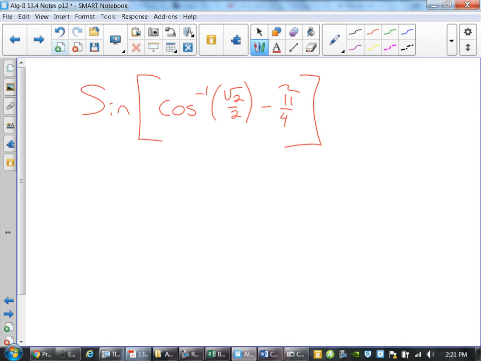Minus. Again, you are working inside out. What angle has a cosine of root 2 over 2? 45. In other words, pi over 4. So then you have, what is the sine of pi over 4 minus pi over 4? 0. What's the sine of 0? 0.